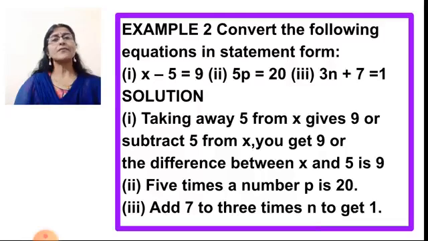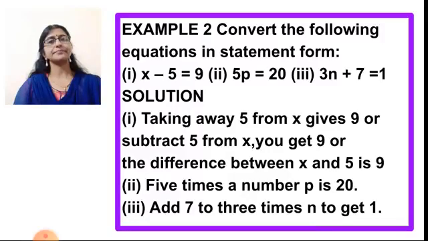Then the next example is 5p is equal to 20. So 5p means 5 times a number p. So 5 times a number p is 20. Now the third example is 3n plus 7 is equal to 1. So we can write this in this way. Add 7 to 3 times n to get 1. So these all are the statement forms of these equations.